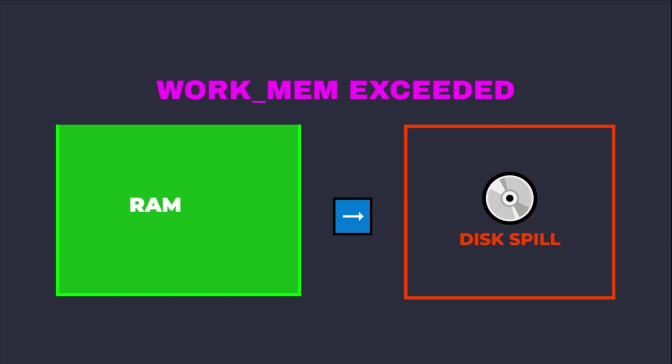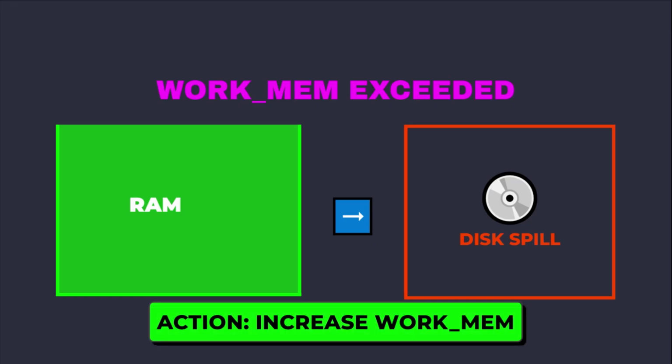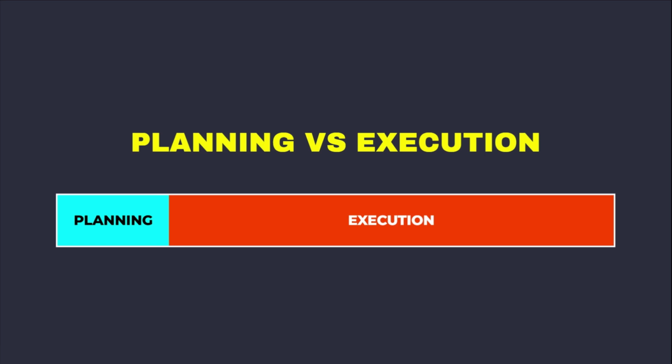This forces the database to use disk space for intermediate results, drastically increasing execution time. The immediate action is increasing the session's work memory parameter to keep these temporary structures entirely in memory, eliminating costly disk spills. Moving beyond input-output, the timing metrics provide the temporal breakdown.